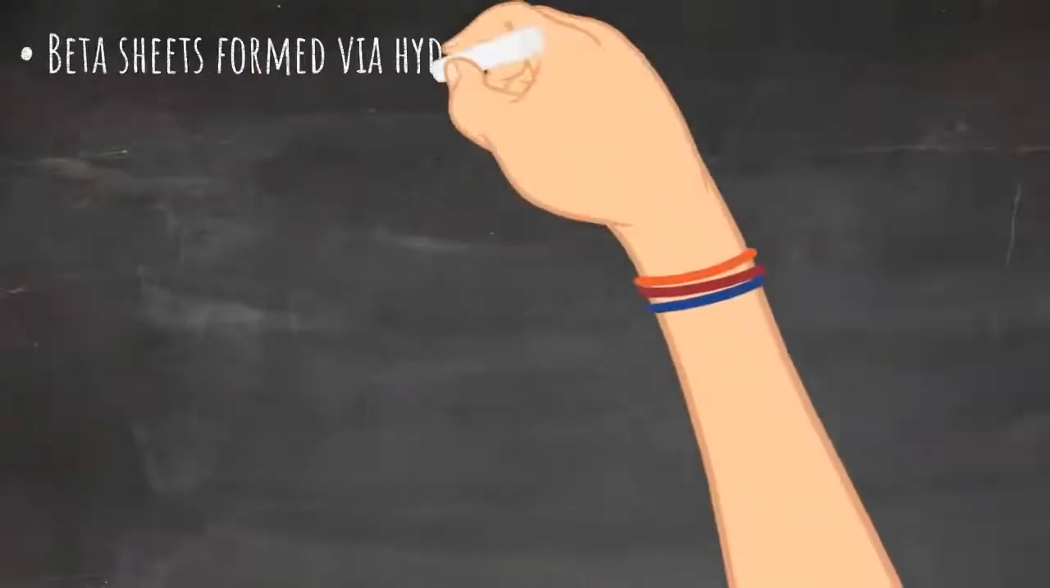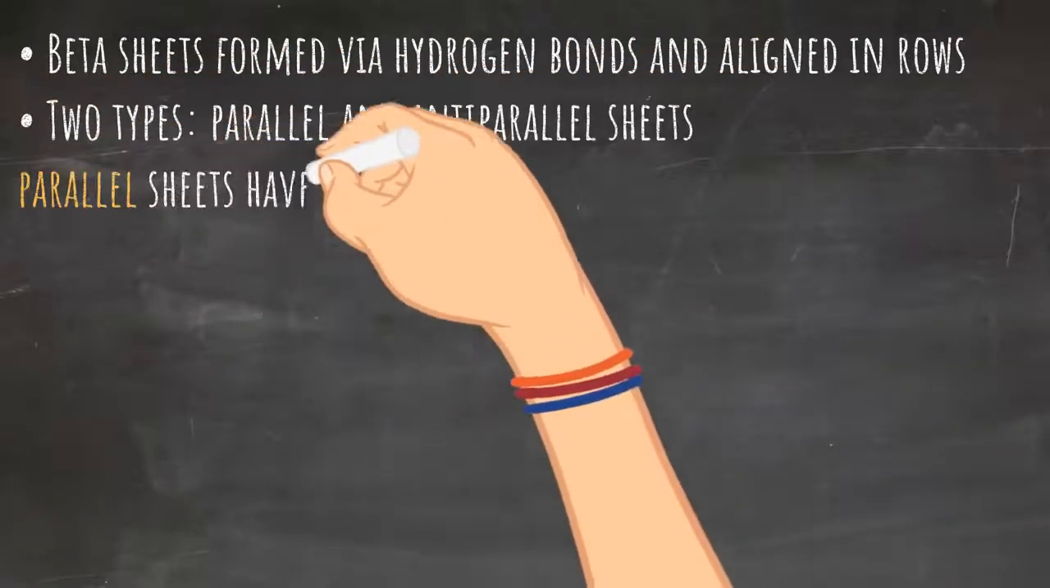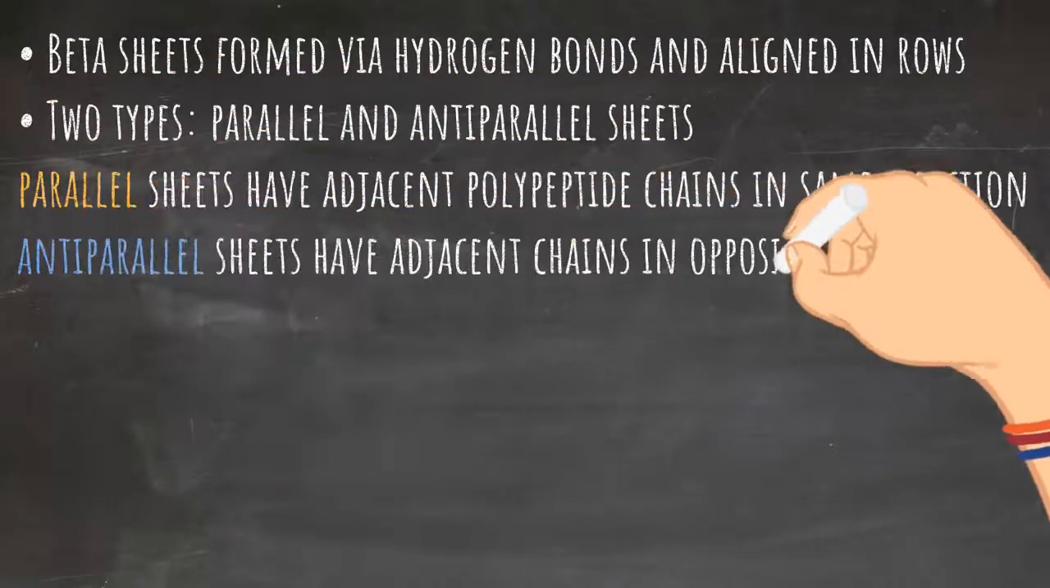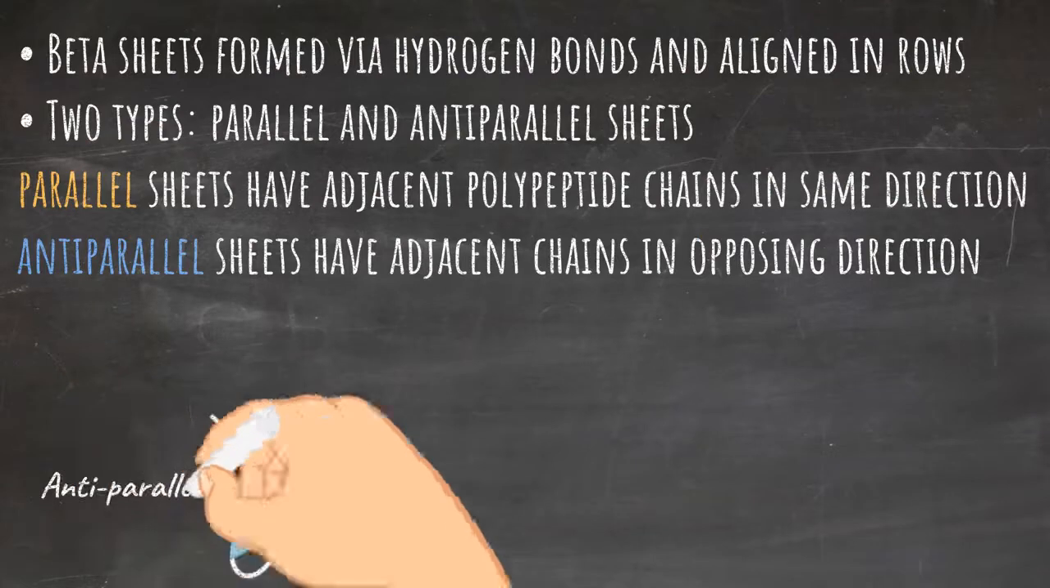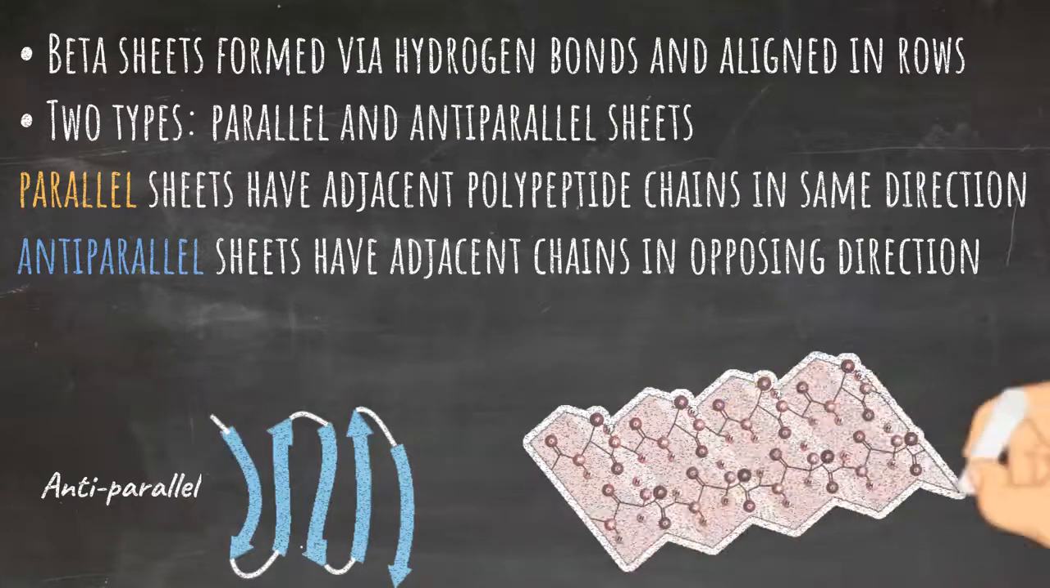Beta sheets are also formed through hydrogen bond interactions and are aligned in rows. There are two types known as parallel and antiparallel sheets. Parallel sheets have adjacent polypeptide chains lying in the same direction, nitrogen to carbon, and antiparallel sheets have adjacent polypeptides lying in the opposite direction. So one is nitrogen to carbon and the other is carbon to nitrogen.